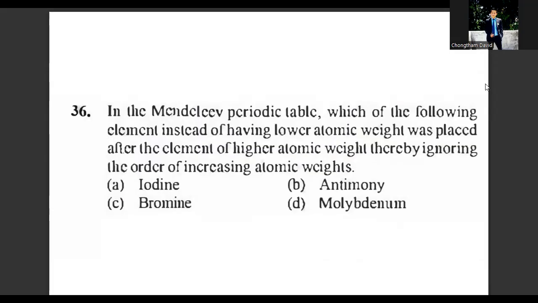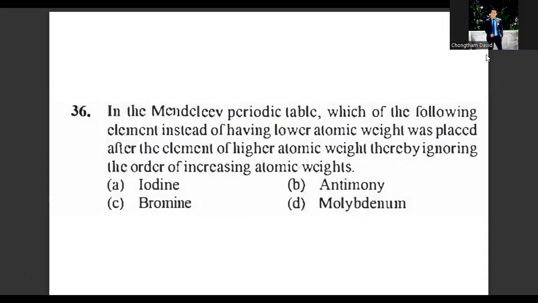In Mendeleev's periodic table, which of the following elements, instead of having lower atomic weight, was placed after the element of higher atomic weight, thereby ignoring the order of increasing atomic weights? So iodine, with lower atomic weight than that of tellurium of group 6, was placed in group 7 along with fluorine, chlorine, bromine, iodine. Okay, because of the similarities in properties. So option A would be the answer for question number 36. I hope it's clear.